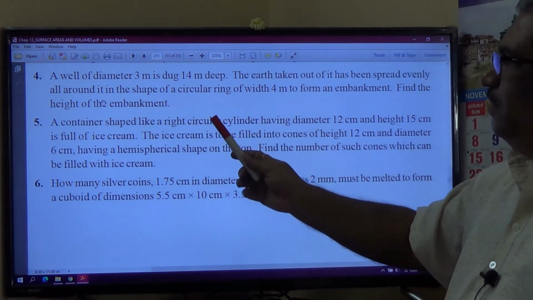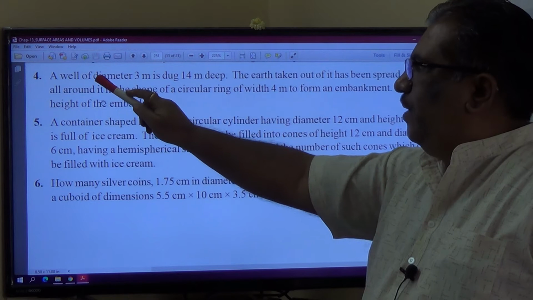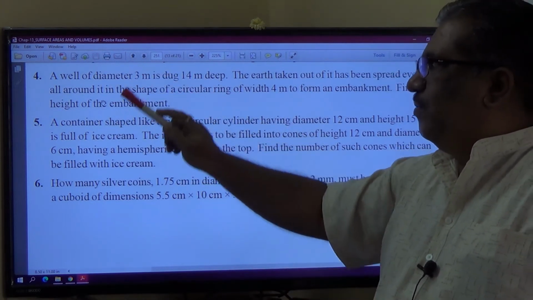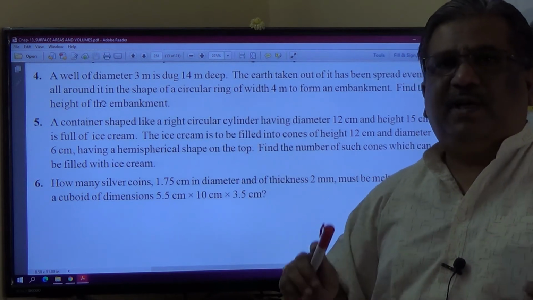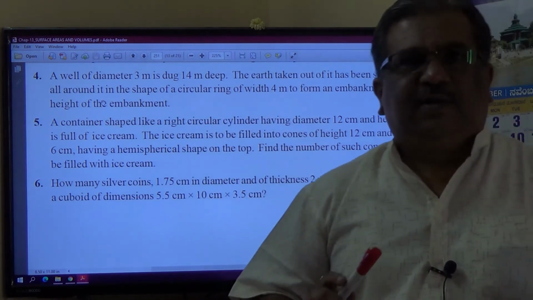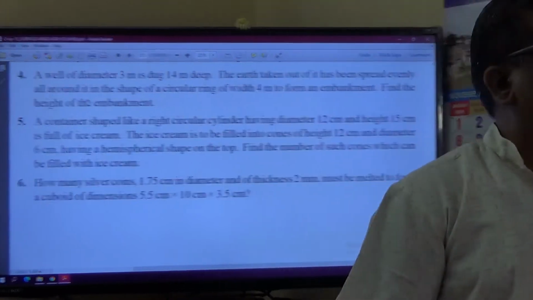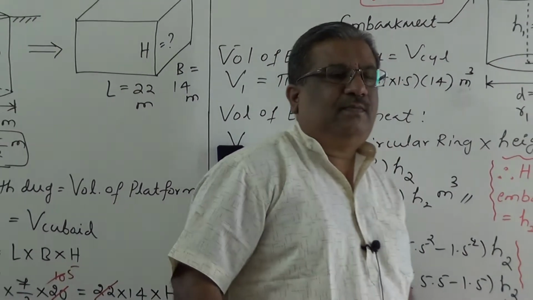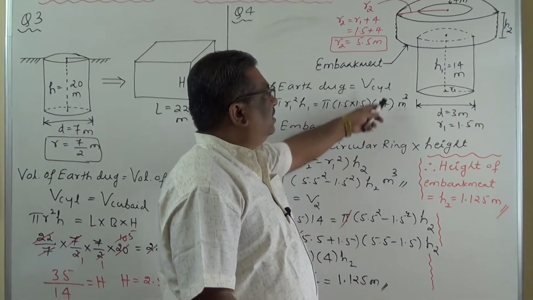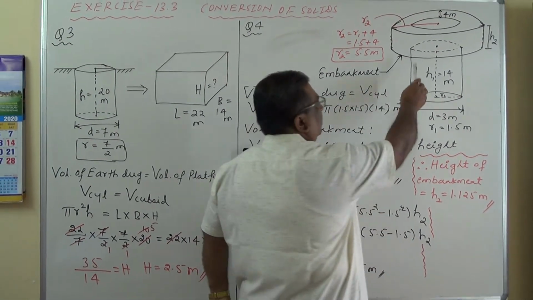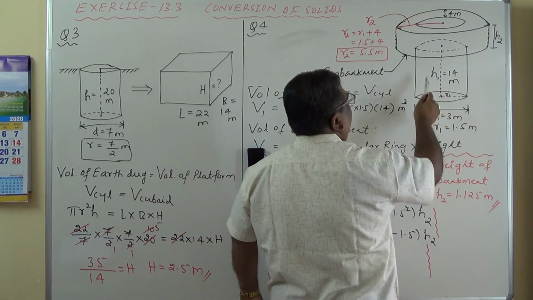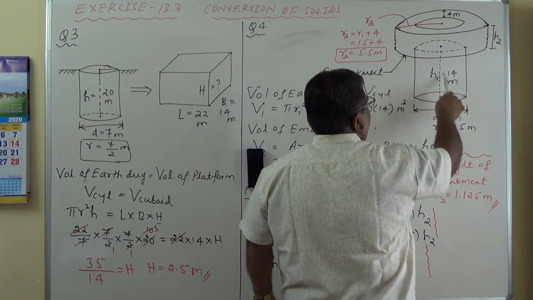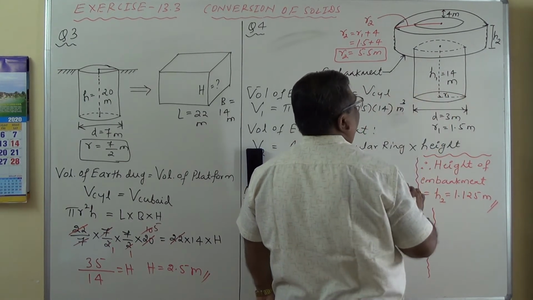So here there are two aspects, a well and the embankment. Volume of the earth dug out of the well should be equal to volume of the embankment. Let us draw the diagram so that it is very clear to you. This is the diagram here. This is the well of diameter 3 meter, and it is dug up to a depth of 14 meter.